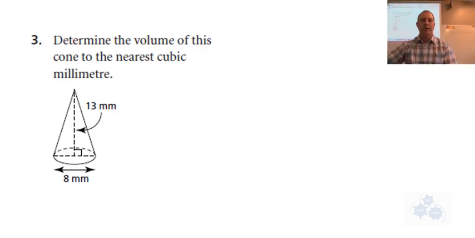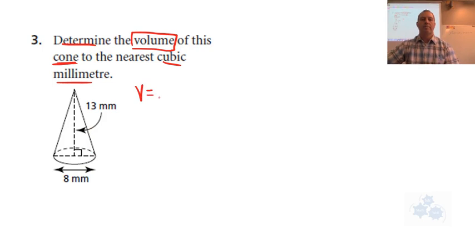So this question says determine the volume of the cone here in the diagram to the nearest cubic millimeter. Okay? So they give you the height of 13, they give you a diameter of 8, and they're both millimeters. So find the volume.